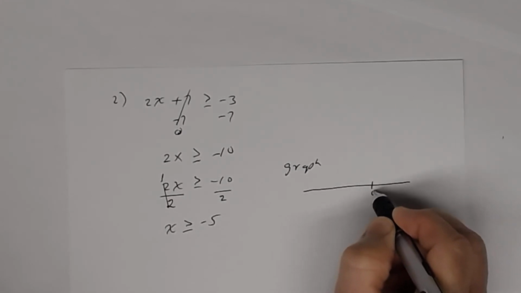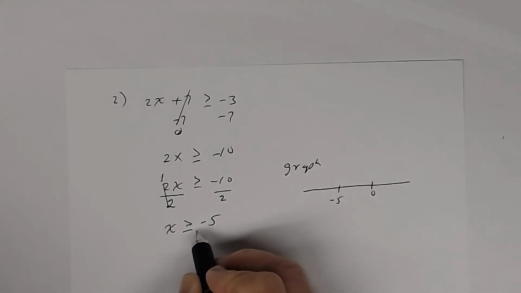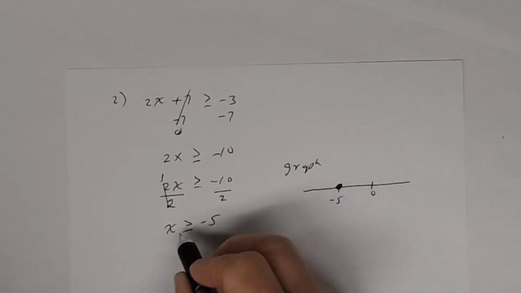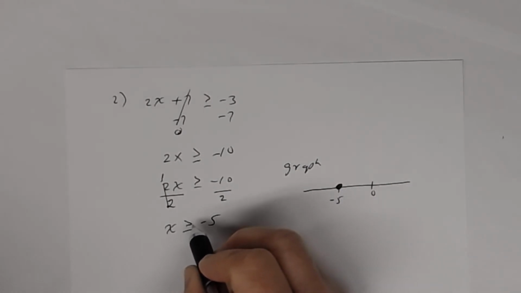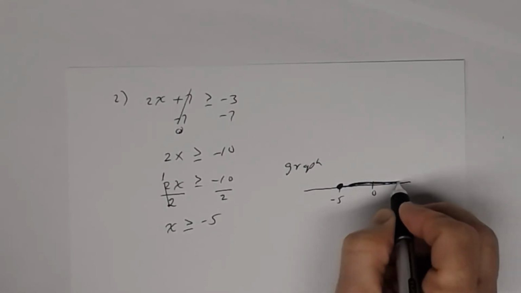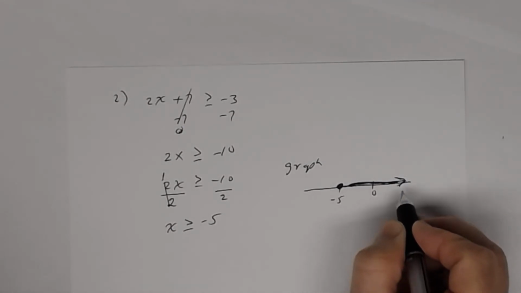If you want to graph it, the graph would look like this. Let's say this is 0, and this is negative 5. Since there's an equal sign, negative 5 is a solution, so you put a closed circle on negative 5. Then you shade in every number that's greater than or equal to that. Make sure you darken the shaded part and put arrows.